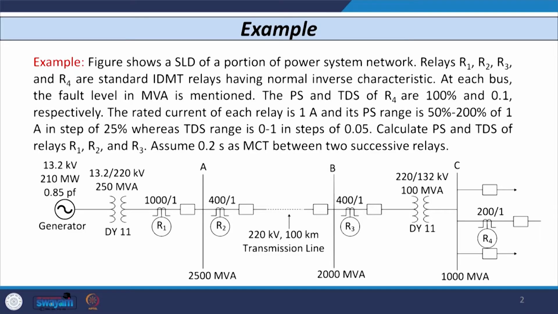Okay, so in the last class we discussed one example. This is the example, and we calculated the plug setting of these 4 relays, that is R1, R2, R3 and R4. So again, let us further proceed with this.